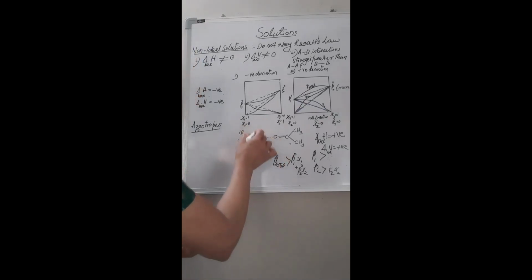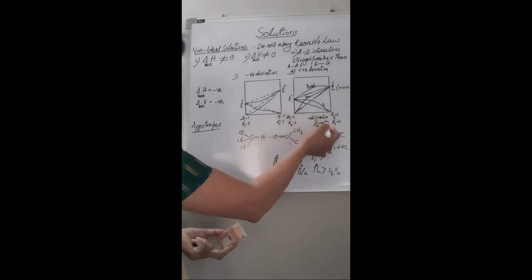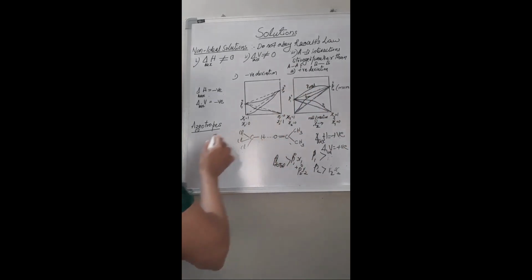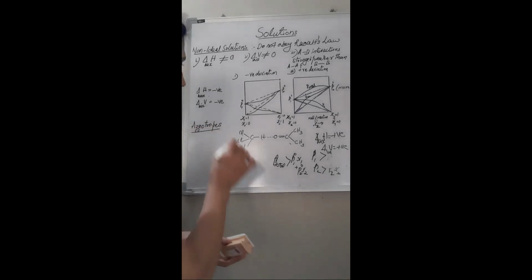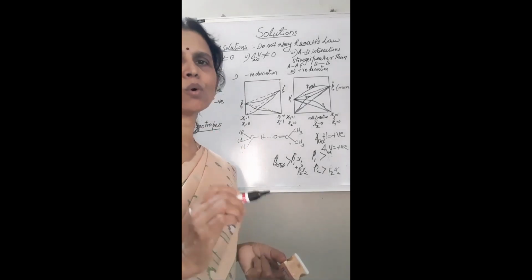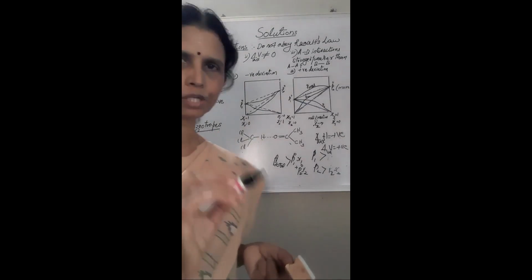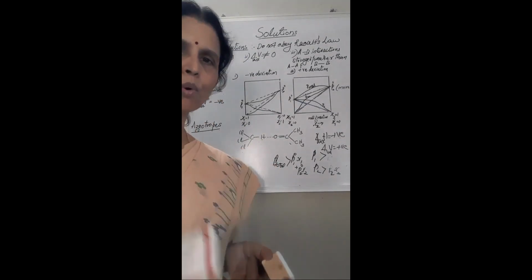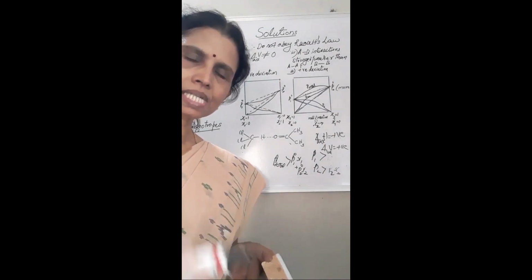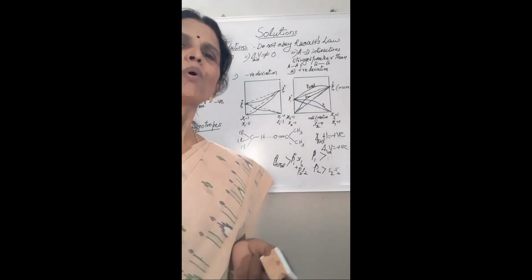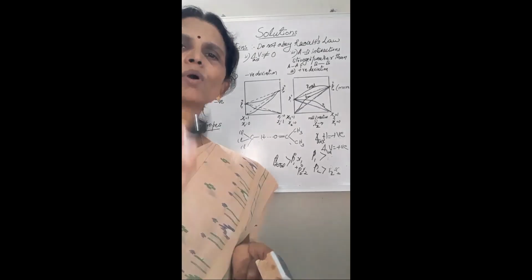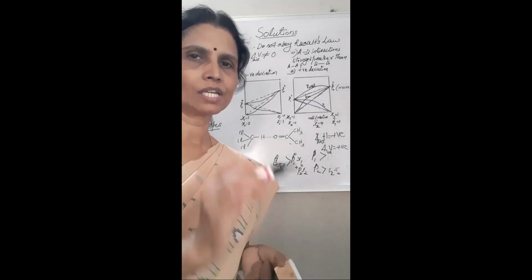So this is about negative deviation and also positive deviation. And now another important term that comes here is azeotrope. Azeotrope, the word meaning is constant boiling mixture. This is a binary liquid mixture which on boiling will vaporize, giving vapors of both the components having the same composition as in the liquid state.